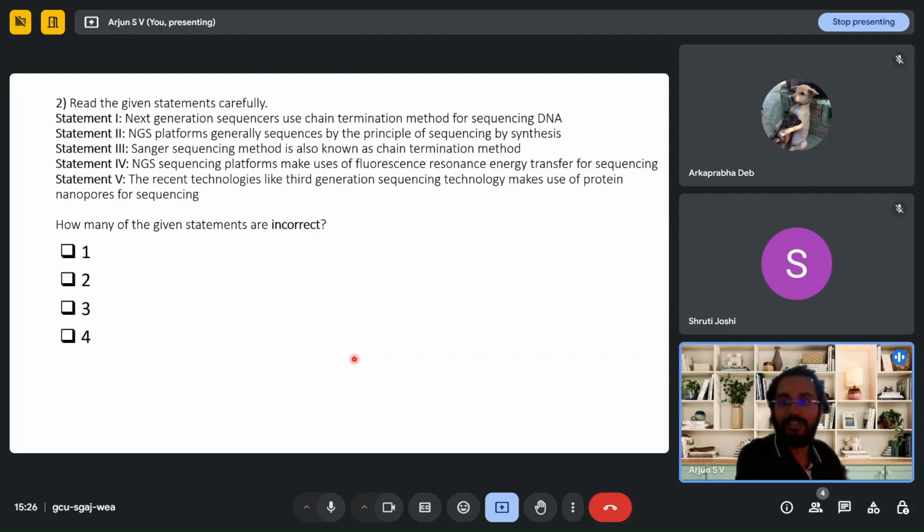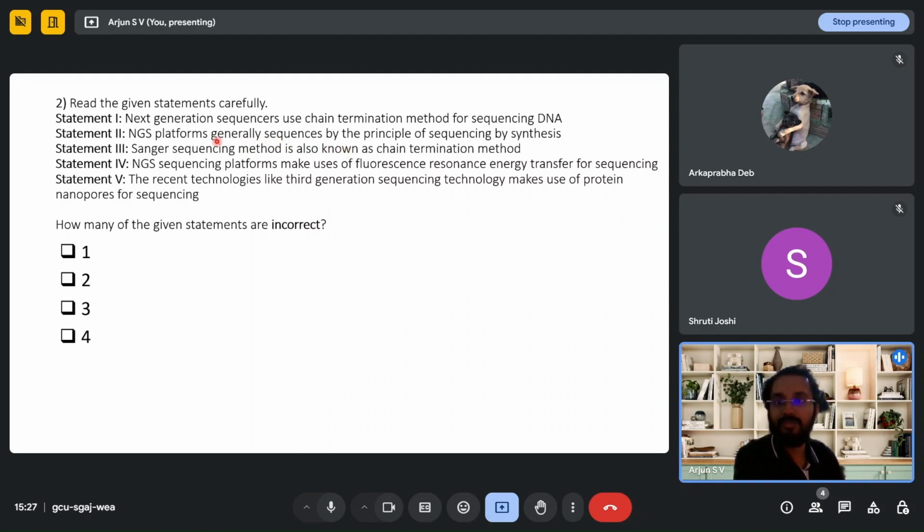So, the question is actually how many of the given statements are incorrect, not correct. This is also a pretty straightforward question. If we look at the statements one by one, NGS uses chain termination method for sequencing DNA. This is actually incorrect. Chain termination method is used by the Sanger sequencing method, which doesn't come under NGS. So statement 1 will be incorrect, and we can also correlate with statement 3 saying Sanger sequencing method is also known as chain termination method, which will be your correct statement.